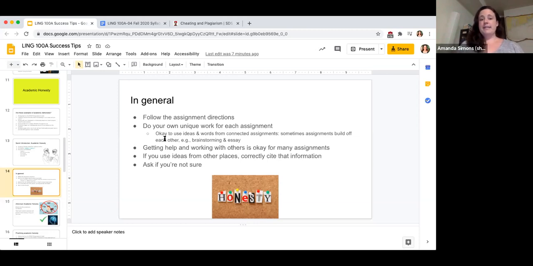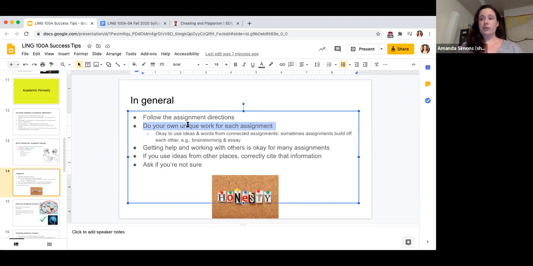And I want to say that in general, getting help and working with others on assignments is okay if you need to generate ideas. But again, go back to this idea of doing your own unique work. You're writing different answers, so you can help each other and exchange ideas. Sometimes, you know, two heads are better than one, so that way you can come up with these ideas.